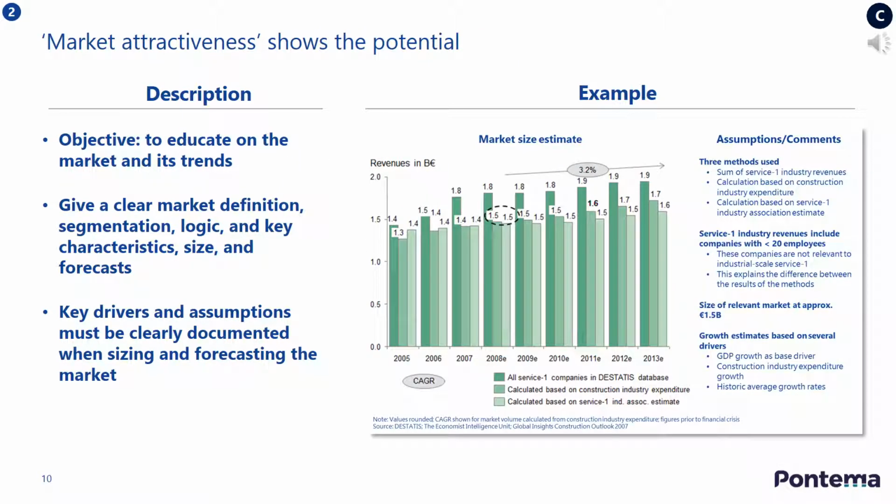The third core element of the document describes the potential of the asset's target market. Here, the objectives are to educate the buyer on the market and its trends. This is done by clearly defining the market, segmenting it, and highlighting its key characteristics, size, and forecast potential. Forecasts will invariably be challenged by potential buyers. Therefore, always state the key drivers and assumptions up front to help you defend your rationale.